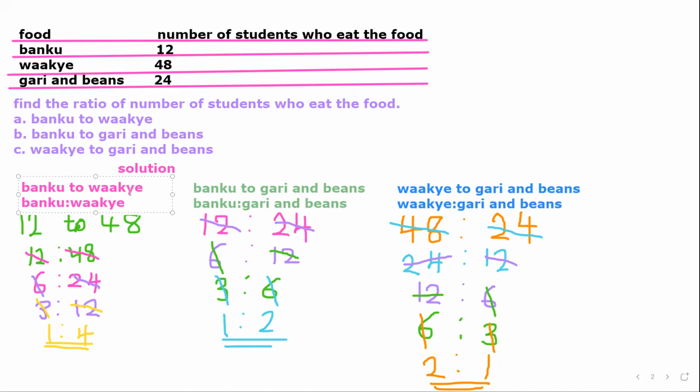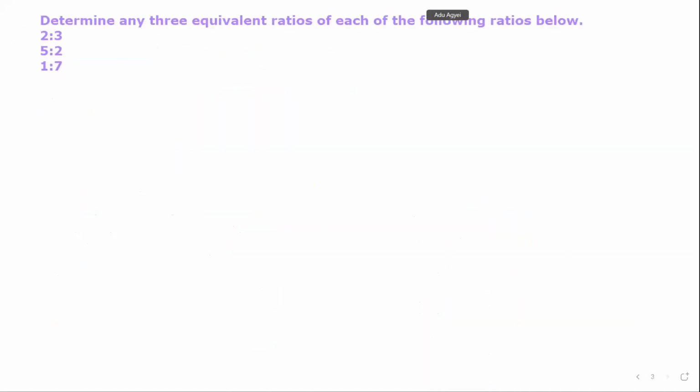Okay, good. Now, let's solve the last example. Now, let's see this one. Determine any 3 equivalent ratios of each of the following ratios below. Like in our previous lesson, we discussed what equivalent means. Equivalent ratios are different ratios, but the values are the same. The value or the weight of the 2 or 3 ratios are the same.